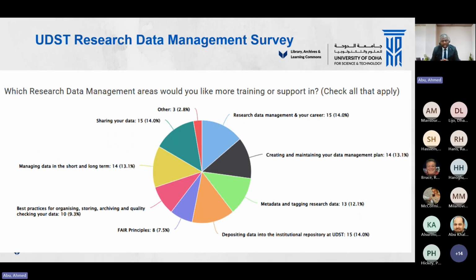When we asked which areas they need training and support, you can see that the areas cut across the entire research data management practice. From data sharing to FAIR data principles, to the metadata part, to creating and maintaining your data management plan, to best practice in terms of organizing, and so on and so forth.